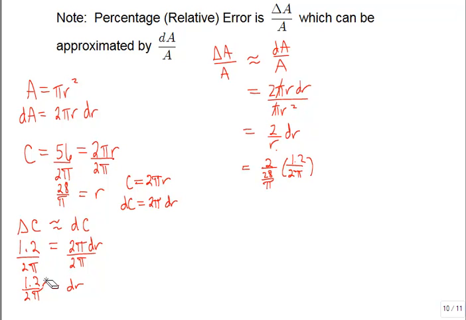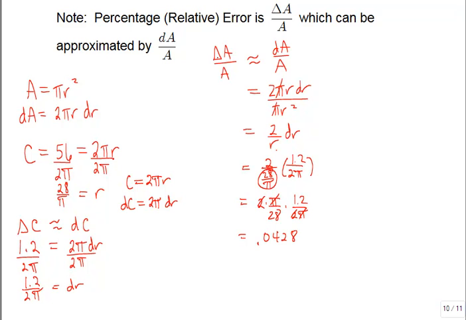So now if we substitute that in and try to simplify here, we are going to have 2, and I'm going to go ahead and multiply by the reciprocal of 28 over pi. So this becomes pi over 28, and that's being multiplied by that 1.2 over 2 pi. So the pi's cancel, the 2's cancel, and 1.2 divided by 28 is 0.0428.